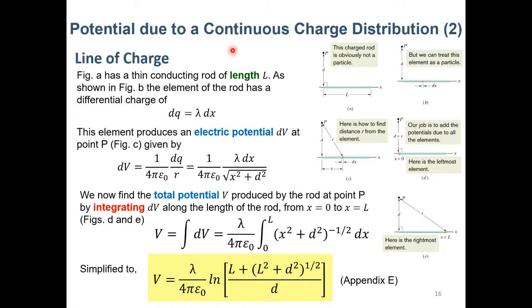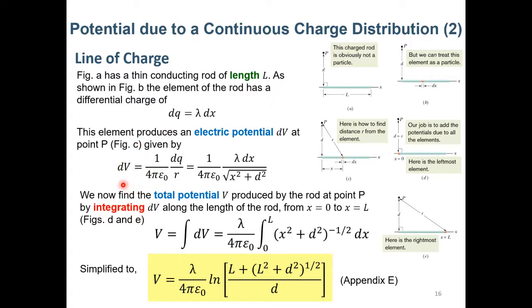Potential due to a continuous charge distribution, line of charge. Okay, for this rod with length L, the line density is lambda. So dq will be lambda times dx. dx is a small length shown here, and times the density will be the small charge.